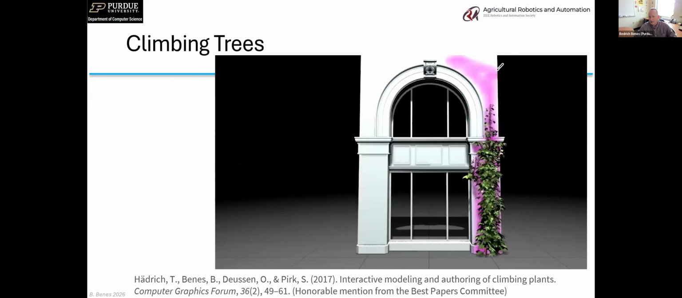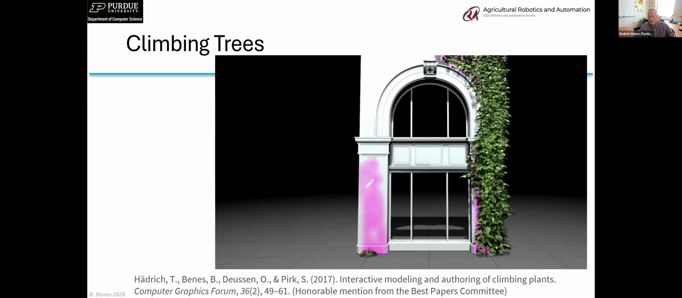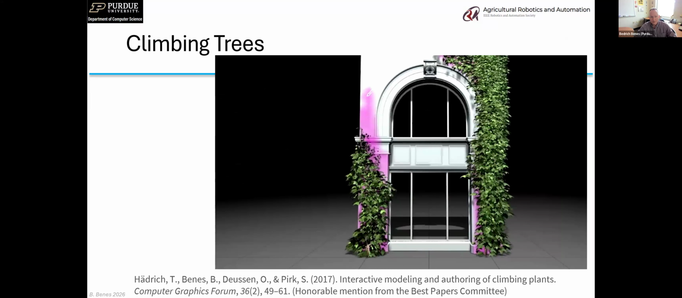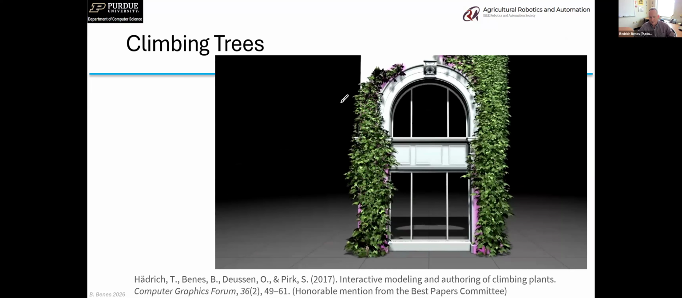We can simulate interactively in real time. In real time, it's questionable because plants grow quite slowly. So let's say interactively, climbing plants that can climb on different obstacles, and we used it as an interactive tool in this case.